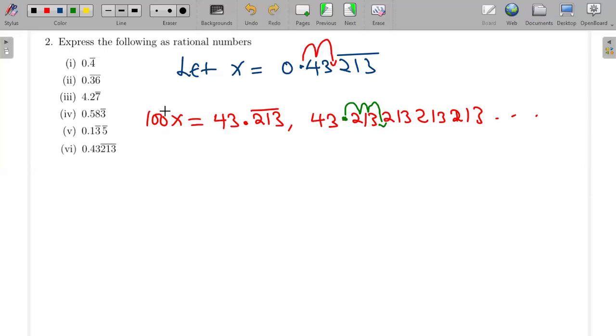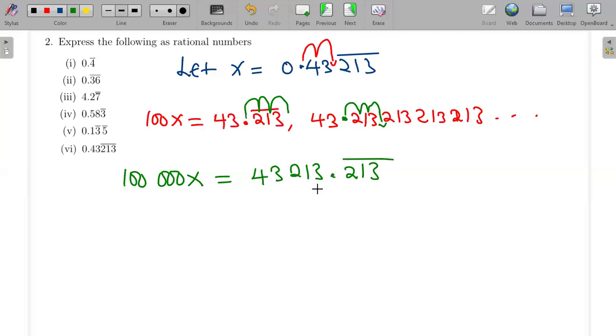So if I multiply this with 1,000, then I'm going to have 100,000x is equal to, if I multiply this by 1,000, the decimal point moves 1, 2, 3, so I have 43,213.213 bar, like that. So my two numbers are this one and this one. I just have to subtract them now. So this same number here, 100,000x is equal to this, minus 100x is equal to 43.213 bar. Make sure the point is in the same line.